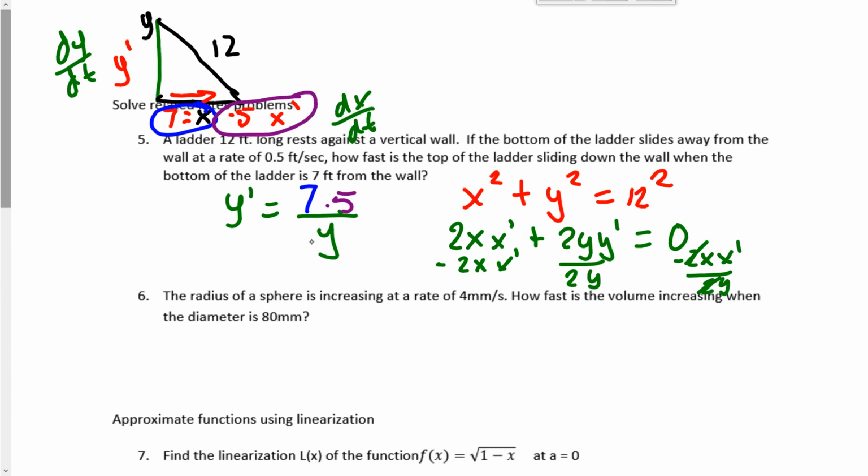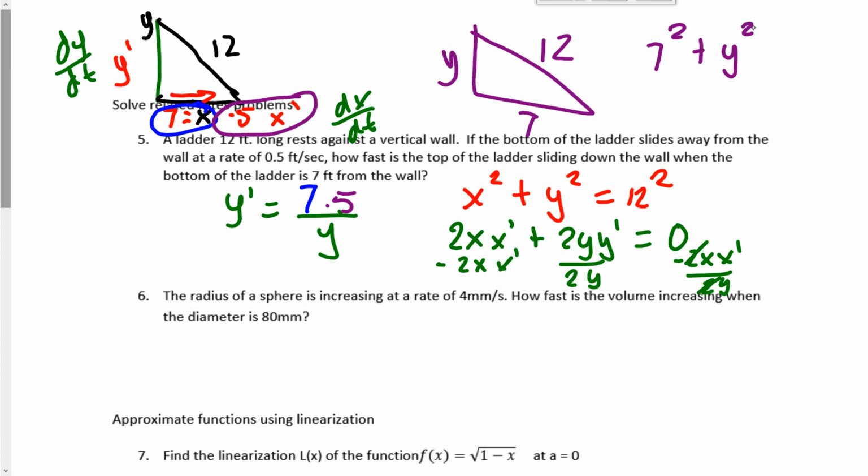Well, how can I figure out that y? Again, I have this triangle with 12 and 7. Can I figure out what y is? Again, I use the Pythagorean Theorem. X squared plus y squared equals 12 squared. So that's 49, 144. So minus that, y squared is 95. Sorry, why did I write 14? That was an integrated mistake. So square root both sides, so y is square root 95. So I can plug in my y as square root 95.